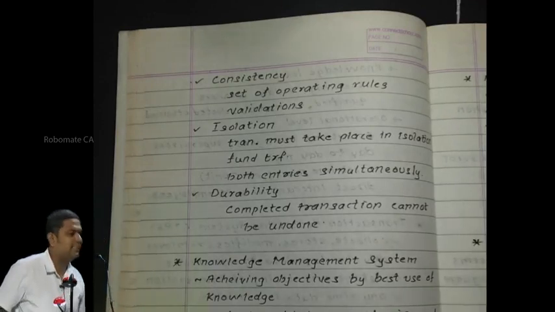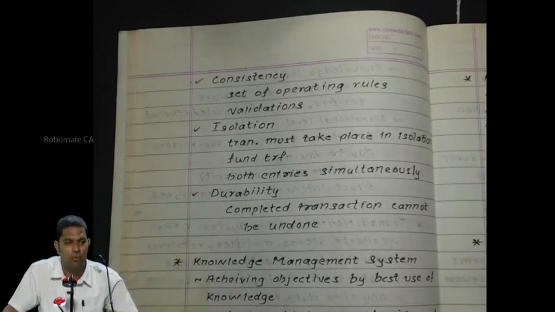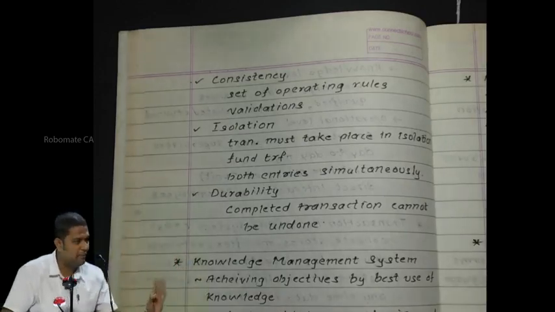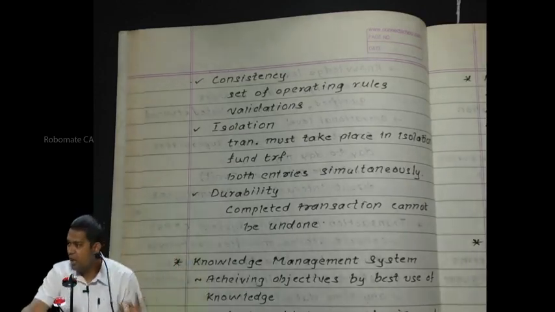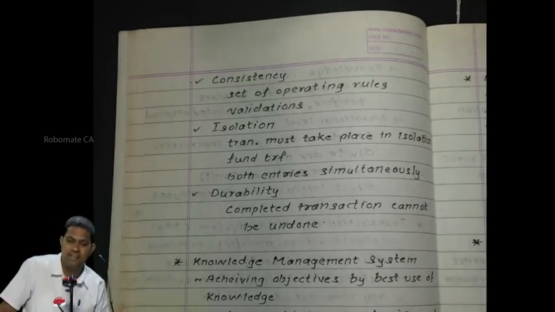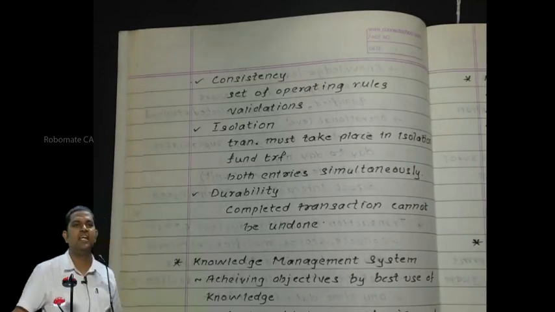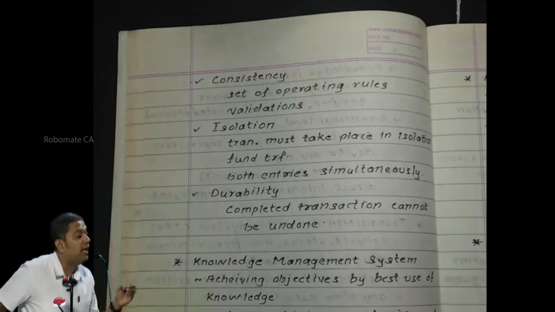I'll give you one more example. It's common sense. The withdrawal amount can never exceed the balance amount. I'm talking about savings bank. The withdrawal amount can never ever exceed the balance amount. Don't you think it is a fact or not? Yes or no? That is nothing but consistency, which refers to the operating rules.